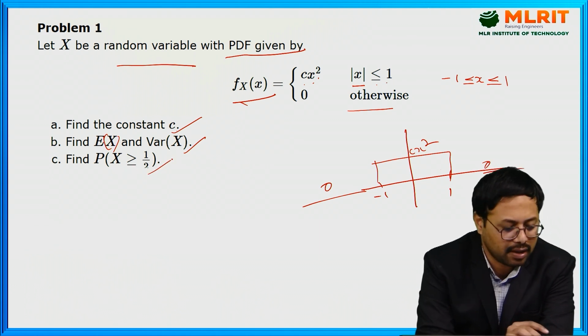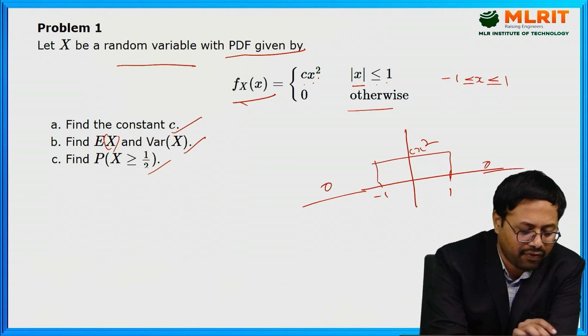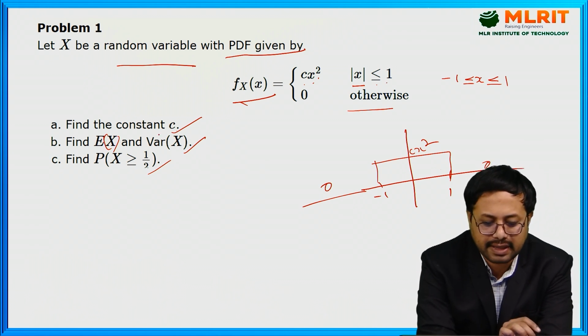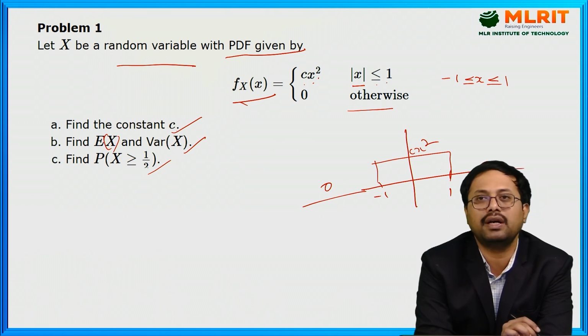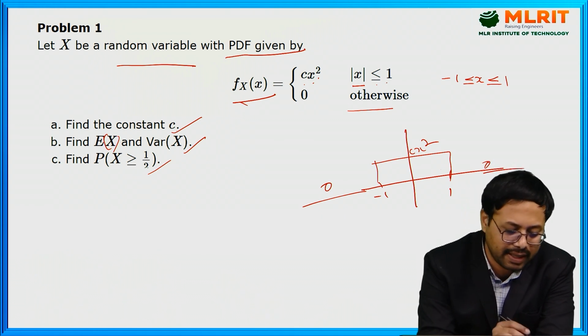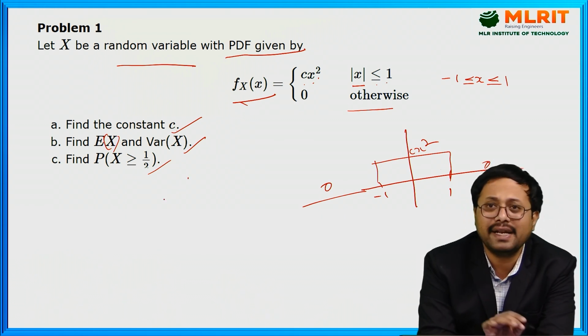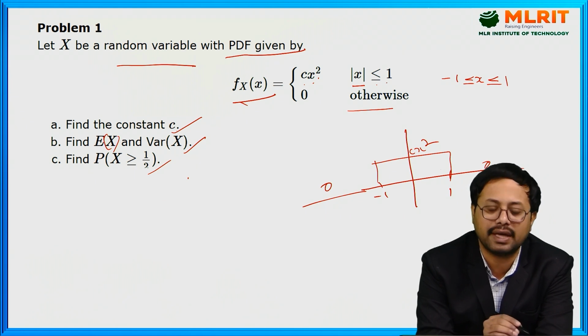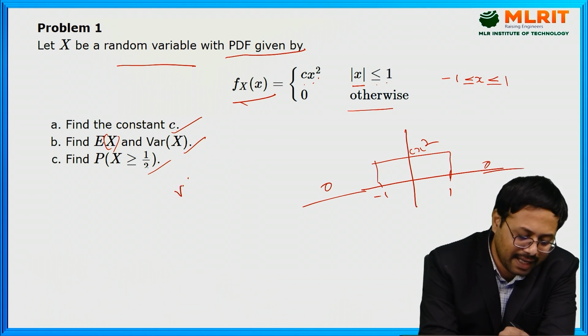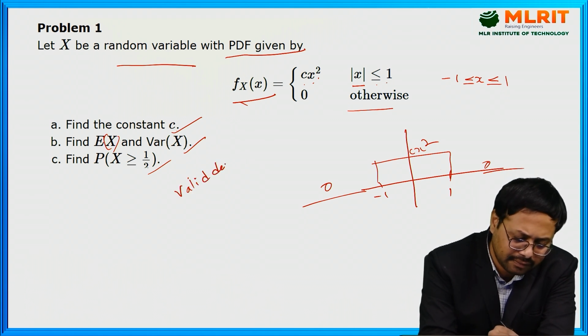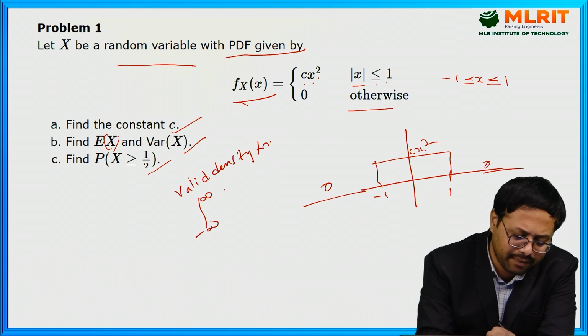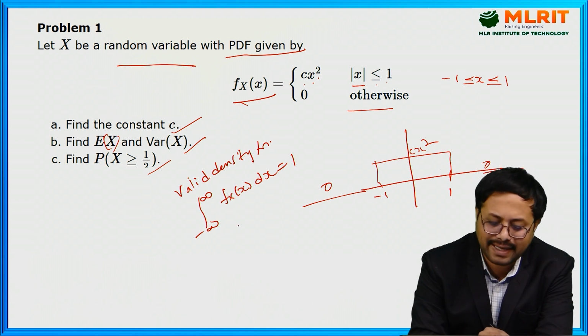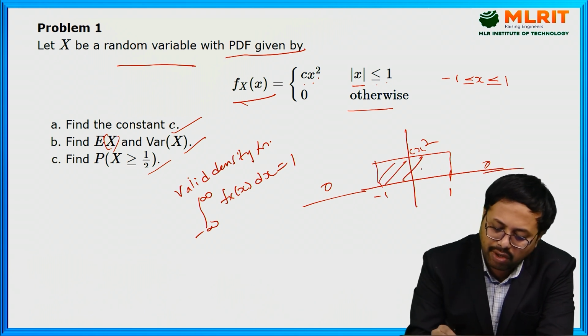Now first question, how to solve it? They are asking to find the constant c. First, you know one of the properties of the density function, that the area under the curve of any density function is always equal to 1. That is called a valid density function. A valid density function tells that the integral from -∞ to ∞ of fX(x) dx is always equal to 1, which indicates that the area under the curve is always equal to 1.